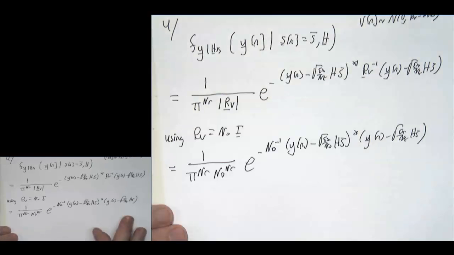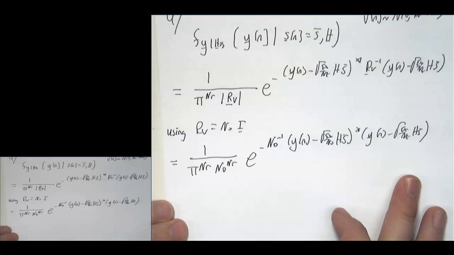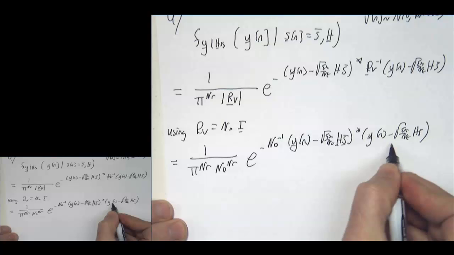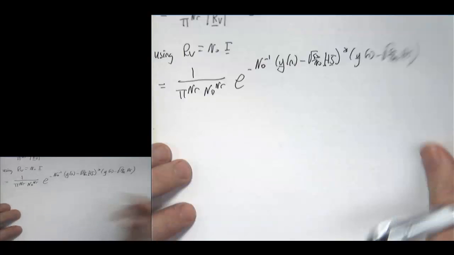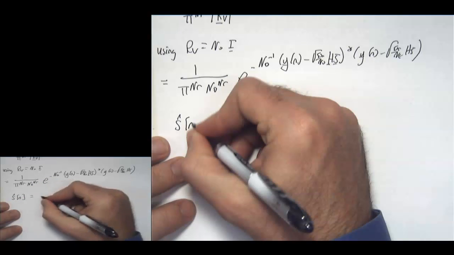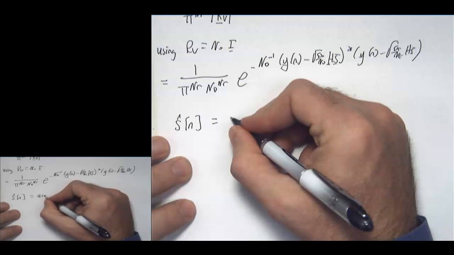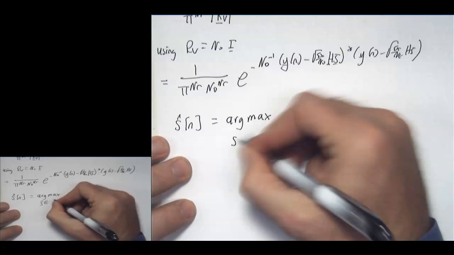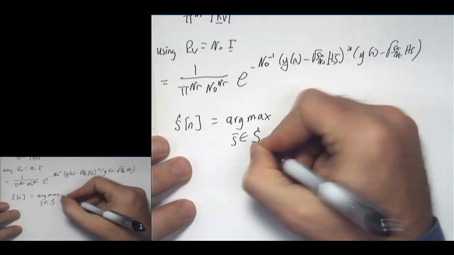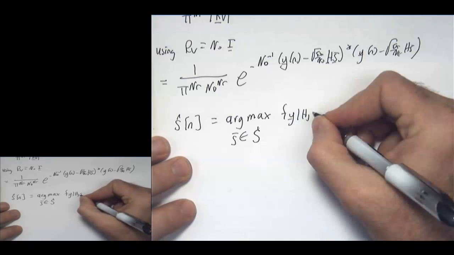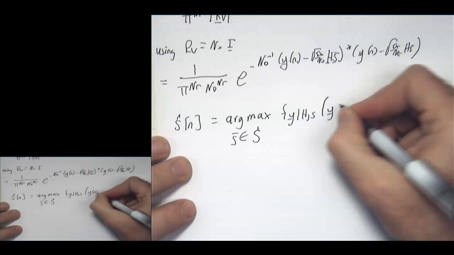Okay, so now we're going to do the same exact simplification steps that we did before here. You shouldn't be afraid that there are vector entries here. So the maximum likelihood detection problem is to find the s hat of n, which is equal to the arg max, where I look for all s bar in this vector constellation, of this f of y given h comma s, y of n given s bar.